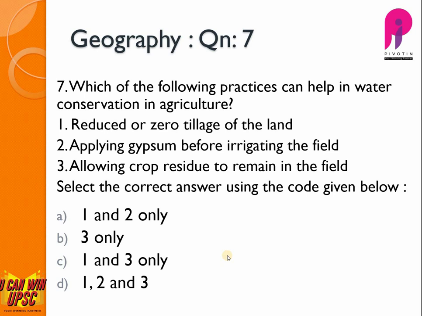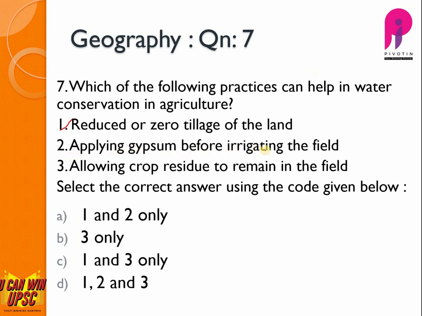Question number 7. Which of the following practices can help in water conservation in agriculture? Number 1. Reduced or zero tillage of the land. Yes, this is correct. Tillage exposes the land for drying, and zero tillage will help conserve water.